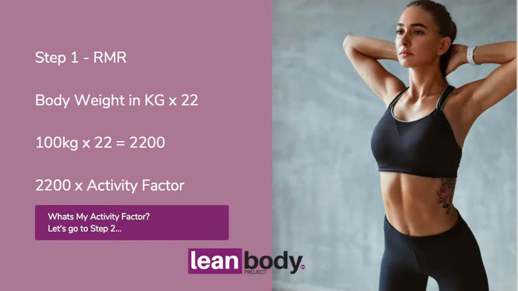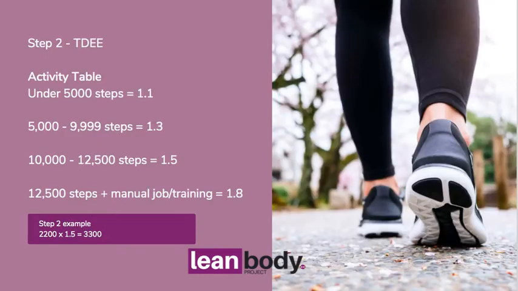Okay, so what we're going to then do is times that number by an activity factor, because we're not just going to be laying in bed 24/7. We're going to be up and about, moving, training, doing some kind of steps, fidgeting, going to the toilet, eating, all that kind of thing. So we need to add on an activity factor. So how do we do that?